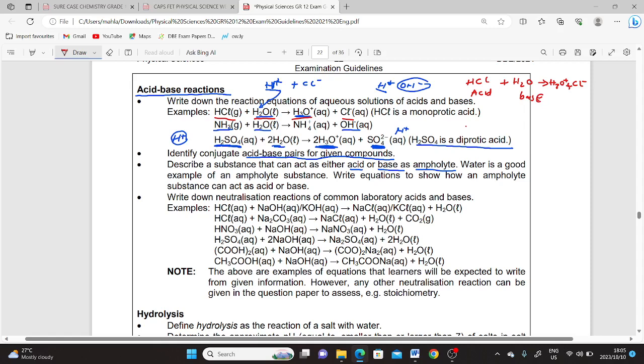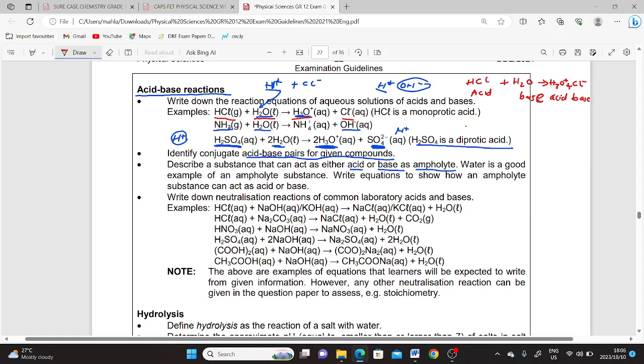Now, initially we have an acid and a base. Now this acid donated hydrogen. Having donated the hydrogen, Cl minus now becomes a base. Now after that we have on the acid-base side H3O plus. The H2O has gained one hydrogen, then it means now it becomes an acid.